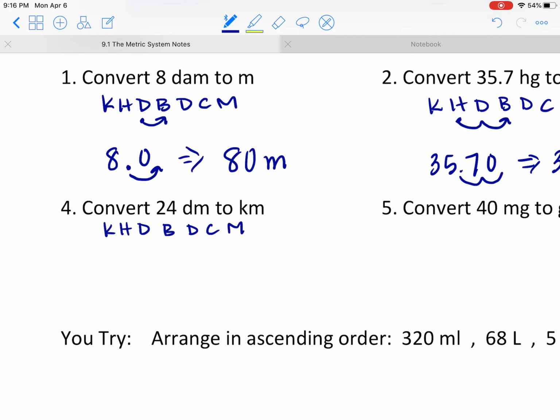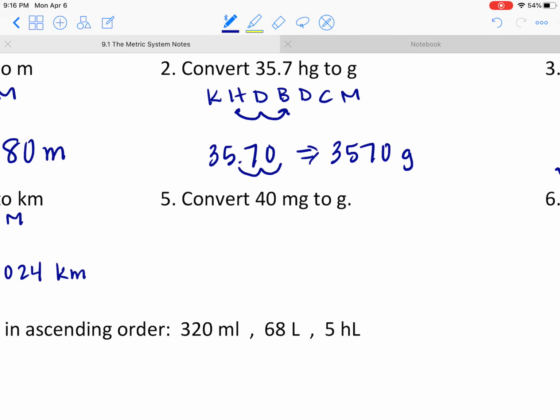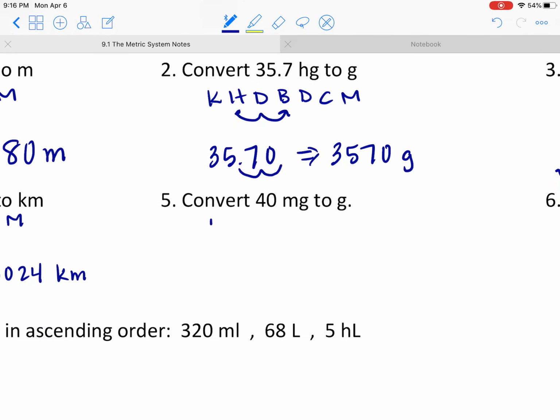Okay, this is decimeters to kilometers. Again, King Henry died by drinking chocolate milk. So decimeters is here, and I want to get to kilometers. To go from decimeters to kilometers, I have to move 1, 2, 3, 4 times to the left. So I'm going to take my 24, put some zeros there, and move the decimal 4 times to the left, 1, 2, 3, 4, and then I'm looking at 0.0024 kilometers.